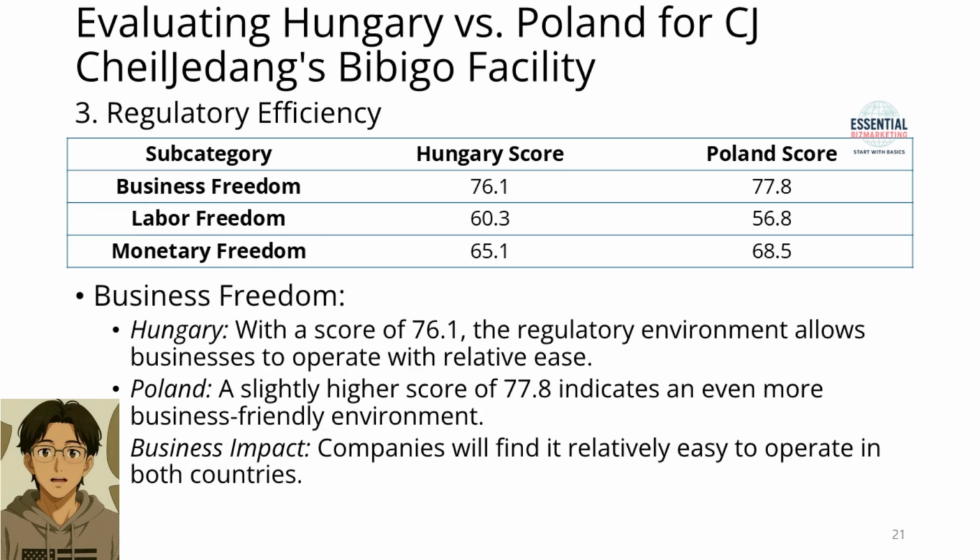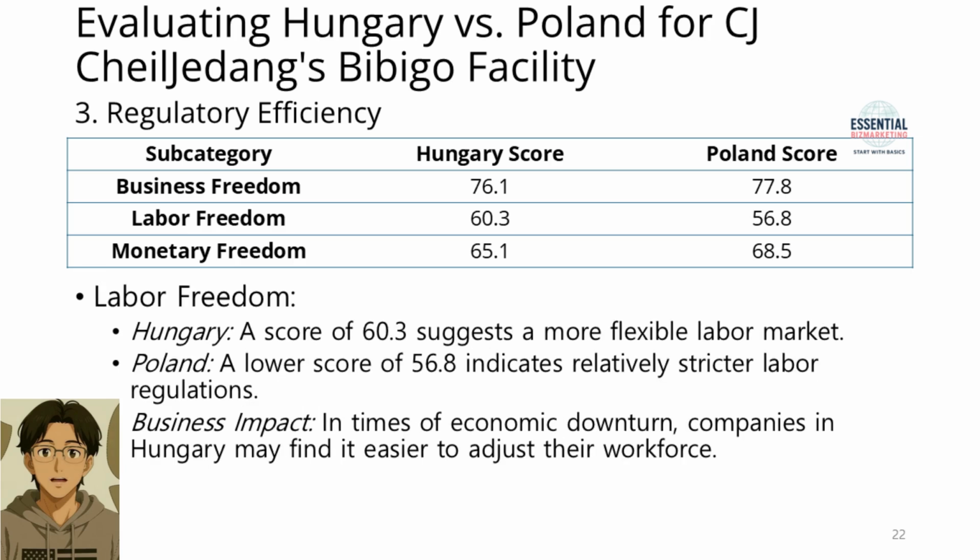Let's move on to regulatory efficiency, starting with business freedom. Poland scored slightly higher at 77.8 compared to Hungary's 76.1. This suggests businesses may find it just a bit easier to operate in Poland. When it comes to labor freedom, Hungary holds an advantage. Hungary scored 60.3, while Poland scored 56.8. This greater flexibility allows companies in Hungary to adapt their workforce more easily.